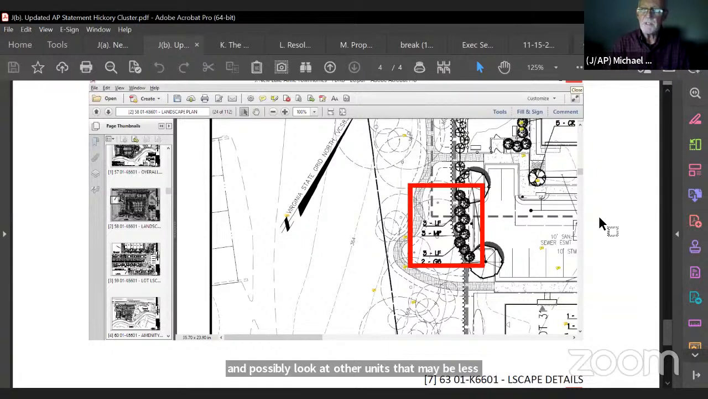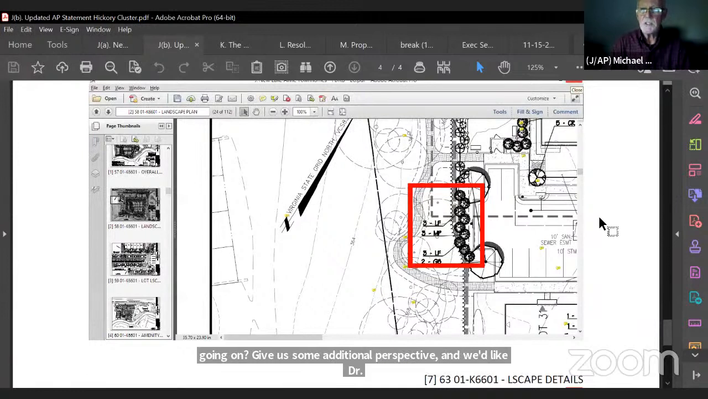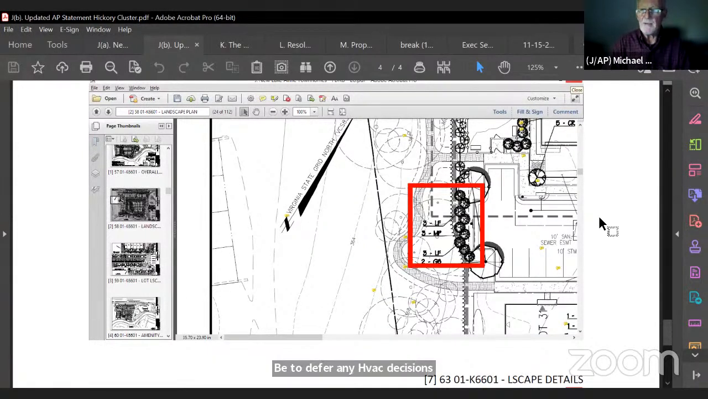So we are in the process of retaining an acoustics engineering firm to validate what's going on, give us some additional perspective. And we'd like DRB to defer any HVAC decisions until you have a report from our folks. And also ask TriPoint to install 54-inch minimum height shrubs at the end of the northwest corner, east-west traffic flow street that could blast headlights into the northernmost Hickory cluster units. That's it in a nutshell.